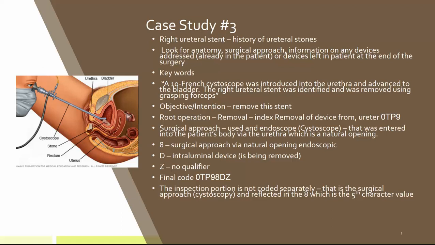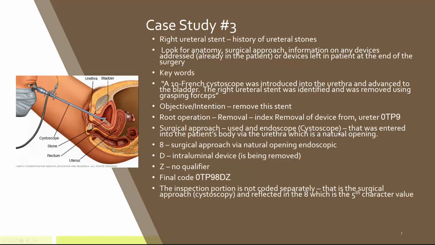They did it via cystoscopy, which is an endoscope, and forceps, and it was the ureteral stent. What was the objective? To remove this stent. The root operation is removal. We're going to index the word removal of device from ureter, U-R-E-T-E-R, the one without the H. We're given 0TPN, 0TP9 in the alpha index.